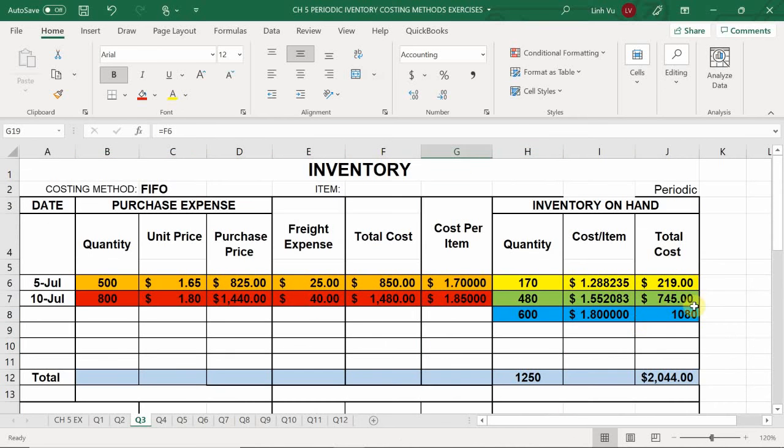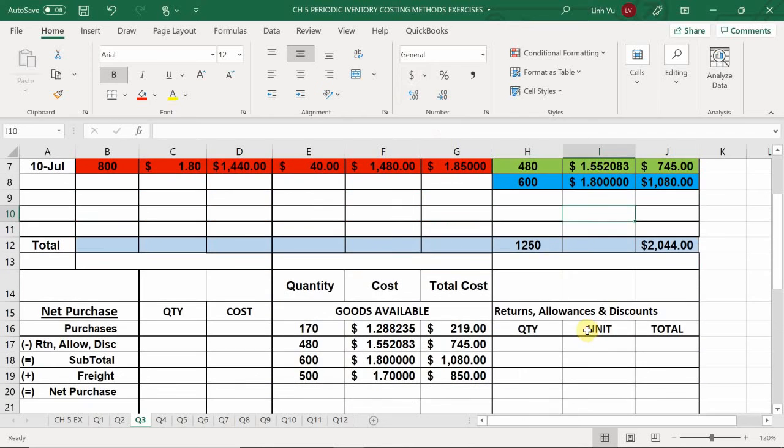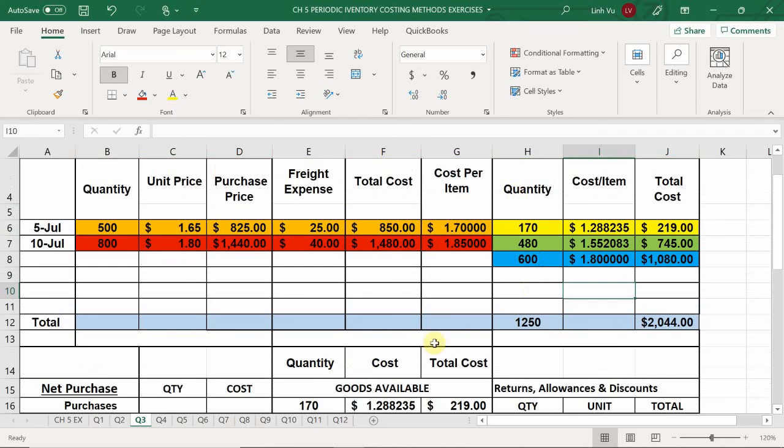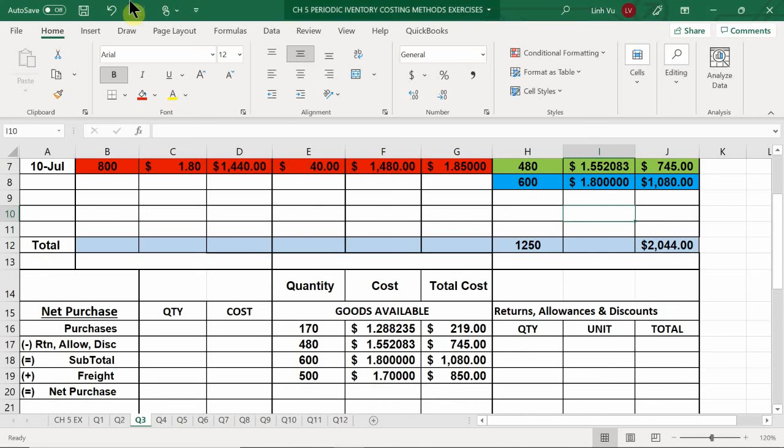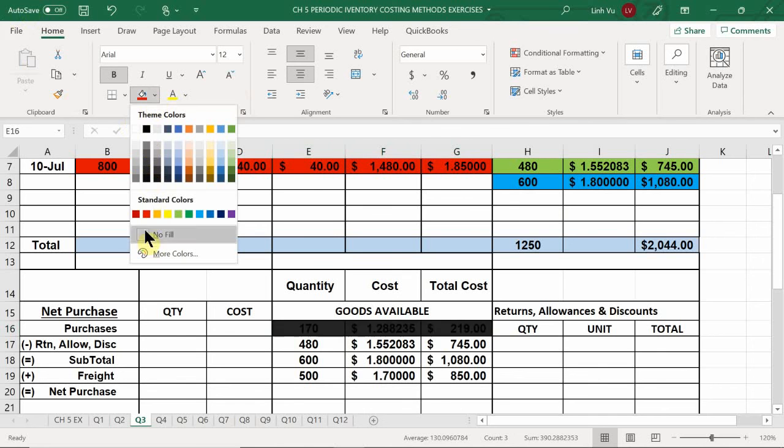Is it 1080? Oh, yeah. Oops. I guess I didn't format that either. There you go. 1080. So here I carried my batches because this is going to be considered my goods available. I have my yellow batch of inventory as something that I am going to begin with when I calculate my FIFO.